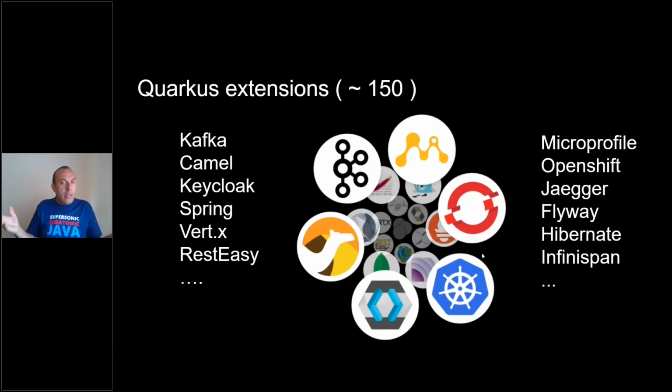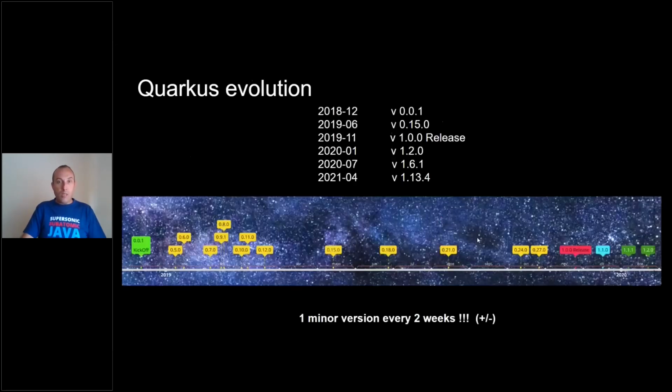So there's a small probability that you will not find the library that you are currently using. But again, these extensions are growing and growing and growing. In 1 month, I will probably have to update this number, because more companies are going to be creating extensions, and you will find more and more connections with Quarkus.